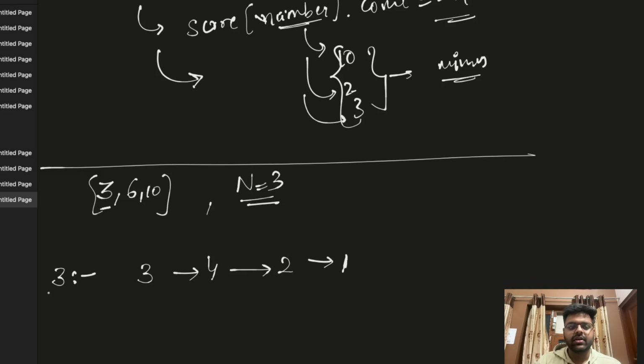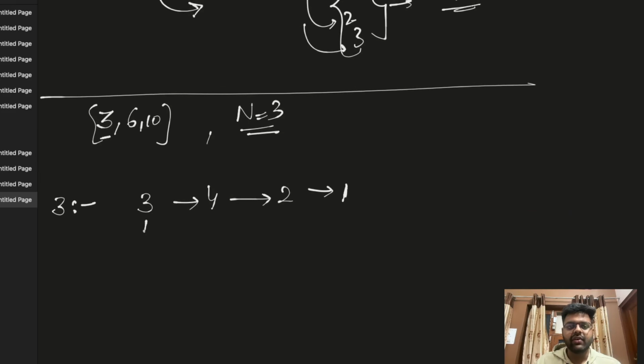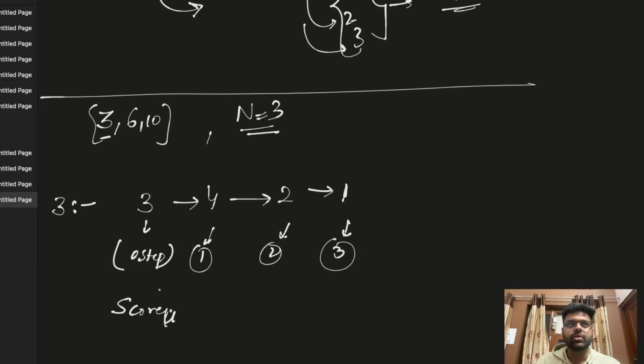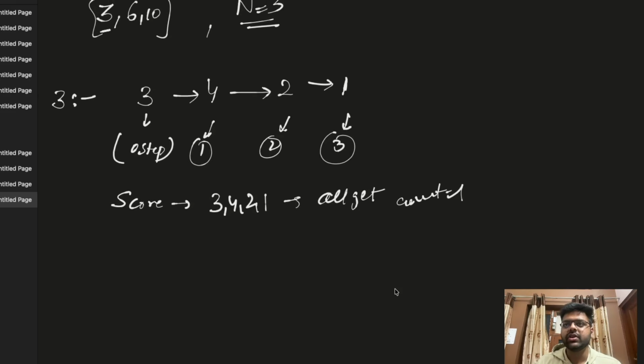For this I take 0 steps at 3, here I've taken 1 step, here 2 steps, and here 3 steps. If I maintain the scoreboard, it would look like 3, 4, 2, 1. All of them get a count equal to 1, because these are all unique right now.